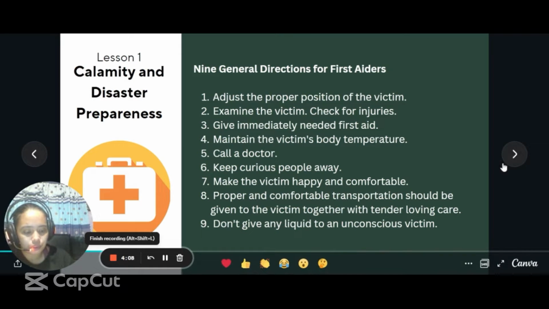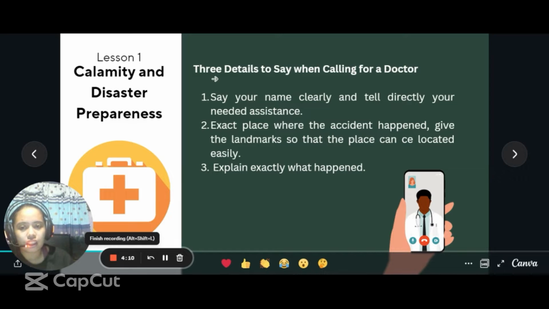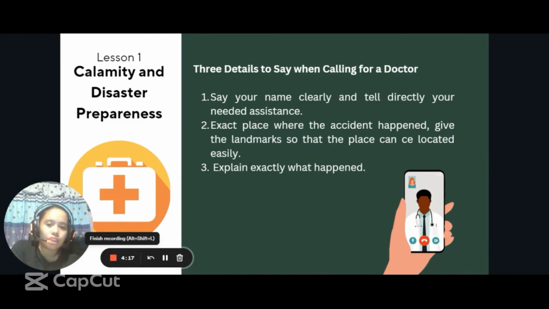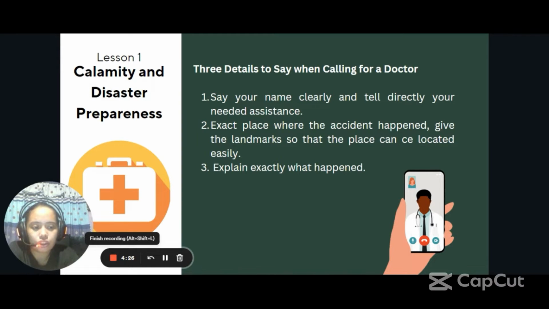So, the three details to say when calling for a doctor. So, say your name clearly and tell directly your needed assistance. So ingon jud nimo sa doctor clearly kung unsa imong need na assistance and isay nimo imong name sa iyaha para ma-identify ka niya kung kinsa ka.